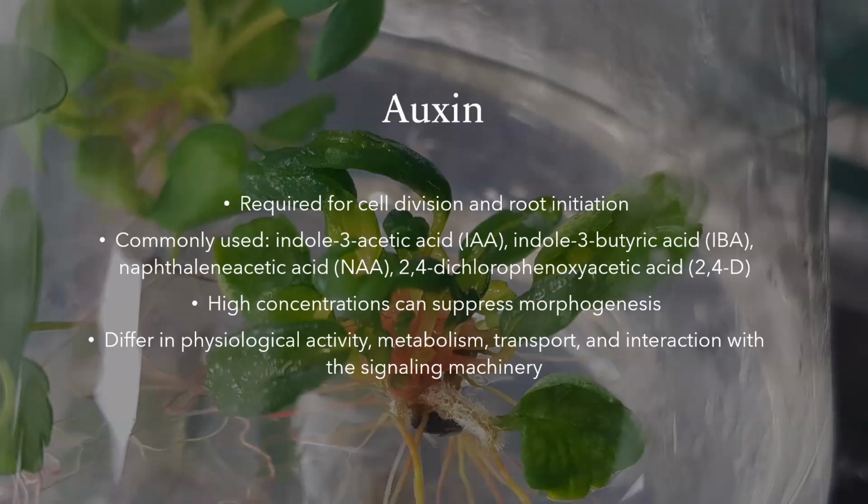The auxin 2,4-D is widely used for callus induction, while IAA, IBA, and NAA are used for root induction. However, at high concentrations, auxin can suppress morphogenesis. Auxins differ in their physiological activity and also to the extent that they are bound to cells, metabolized, or moved through tissues.